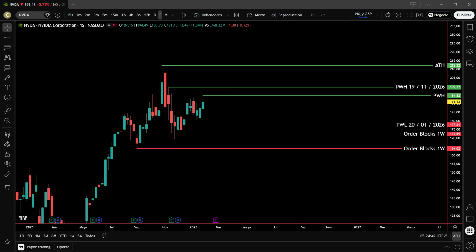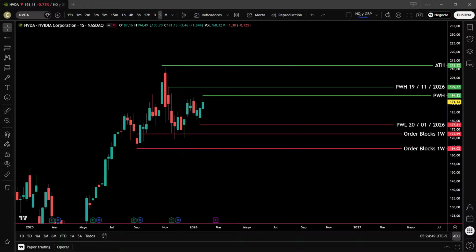Below that, we have a highly relevant weekly order block at $94.88, acting as the major structural support. Note that as long as price remains above the PWH, or previous week's high, at 136.20, the institutional bias remains one of full expansion.